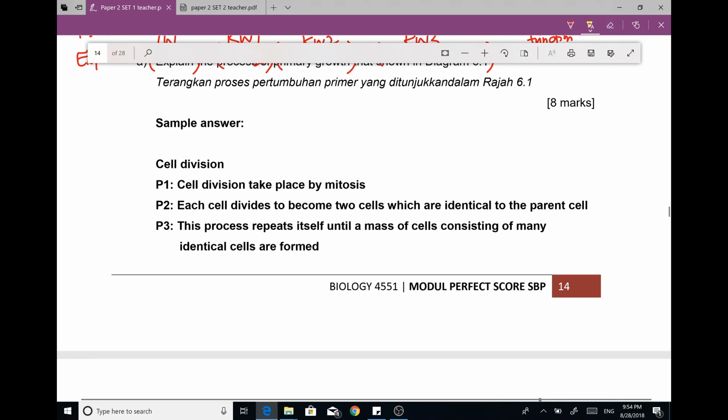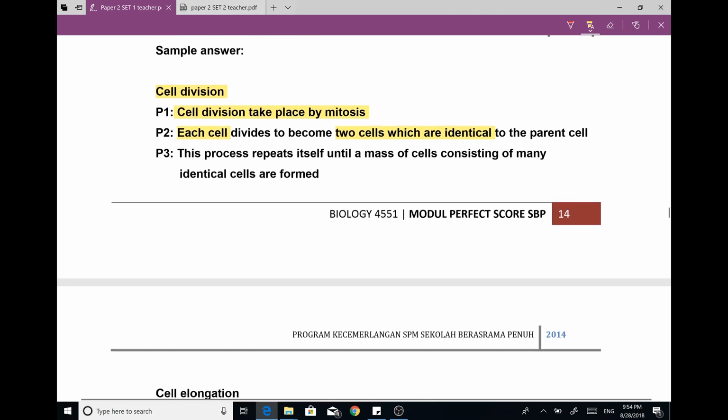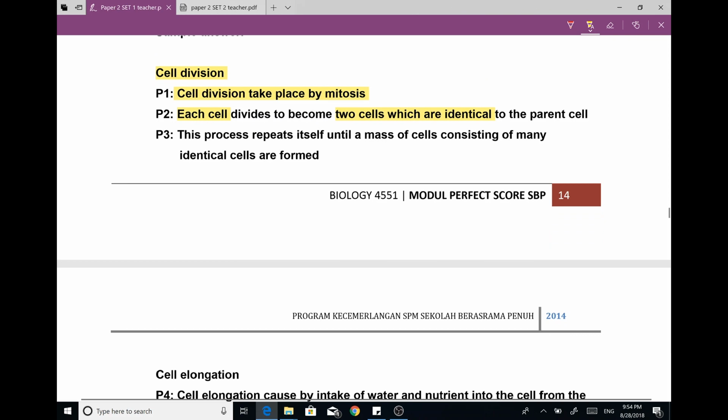Let's look at the answer scheme. By saying cell division takes place by mitosis, I get 1 mark. And then how are new cells formed? The cell then divides by mitosis to form 2 cells that are genetically identical. Of course this process will repeat itself until a mass of cells is formed.